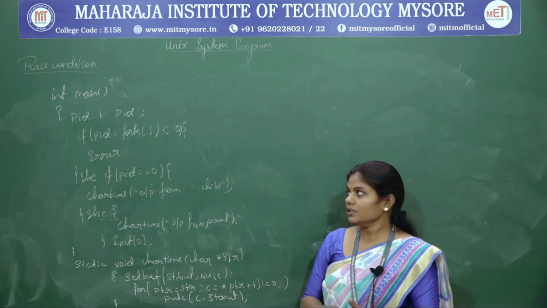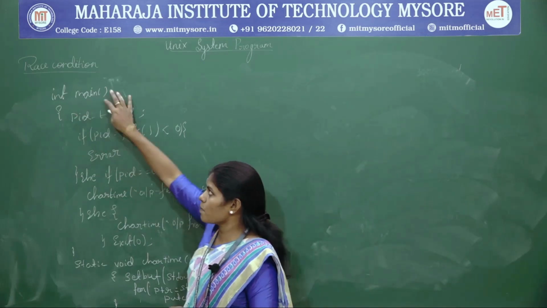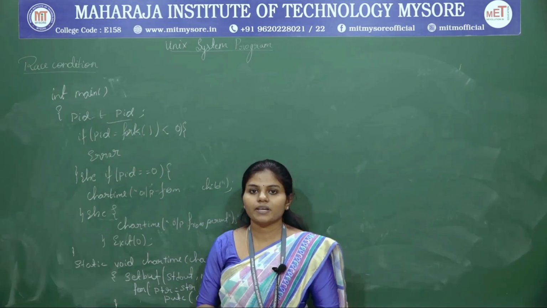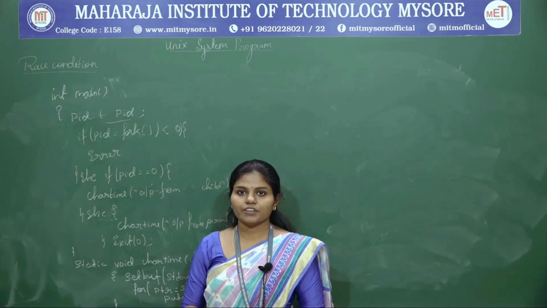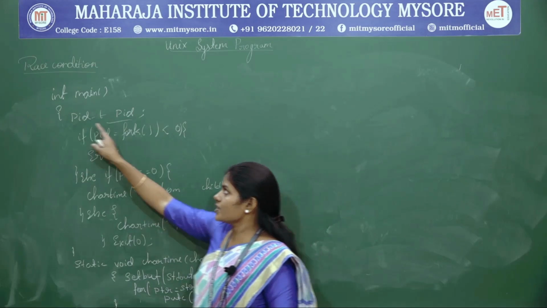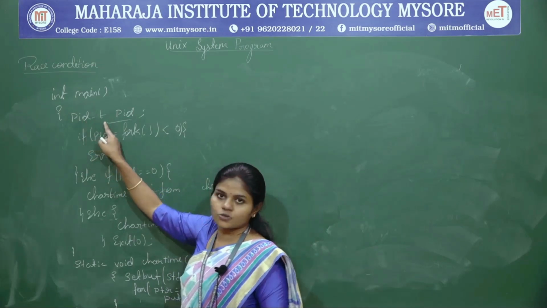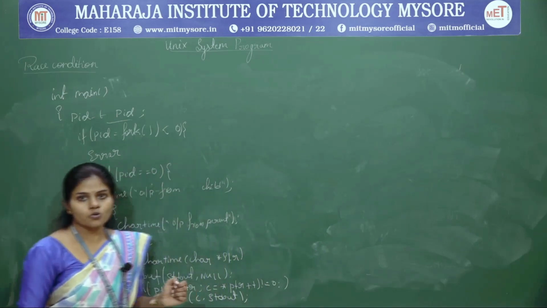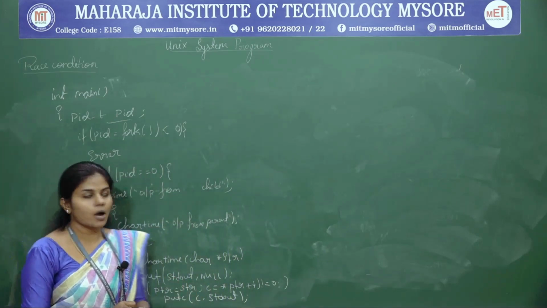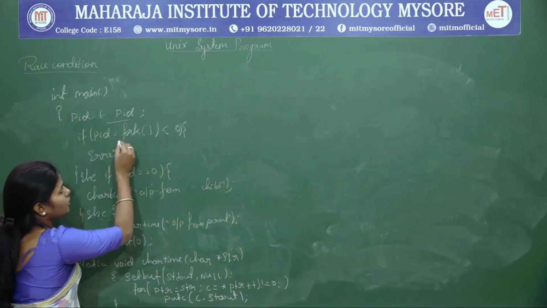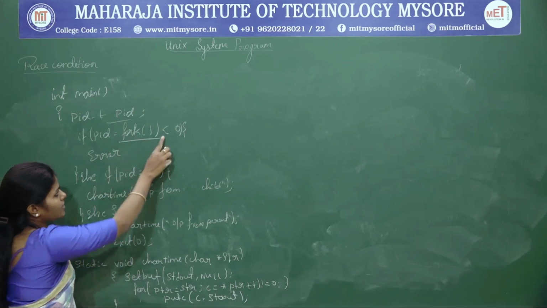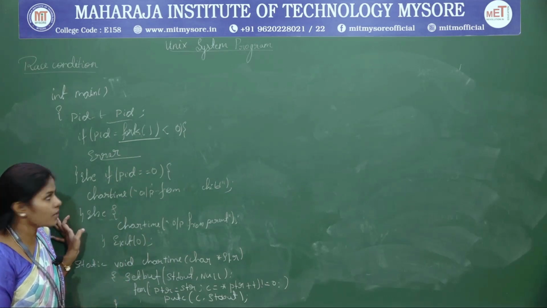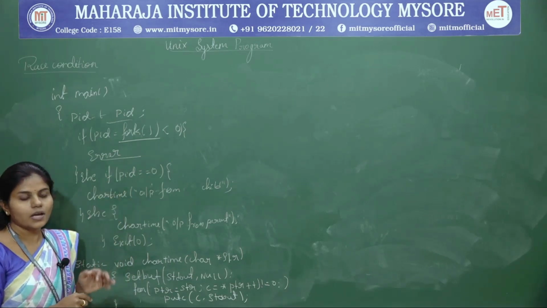In this program, see here, I am going to start with int main. I am going to declare one variable, that is pid, the process identification number, and its data type is pid_t. Next, I am going to create the process by using the fork command: pid is equal to fork. If it is less than 0, then we are going to come across an error.